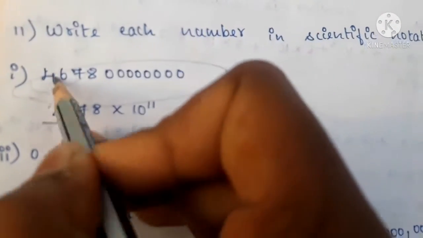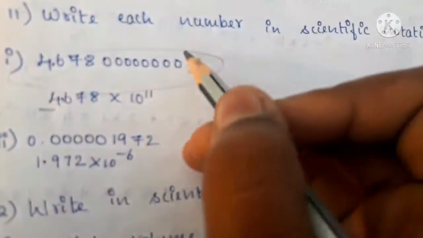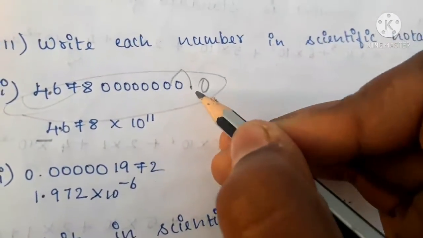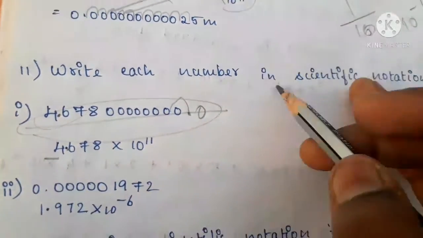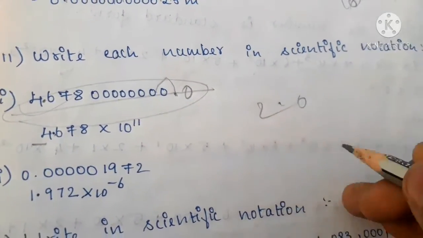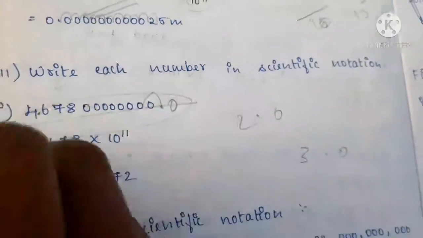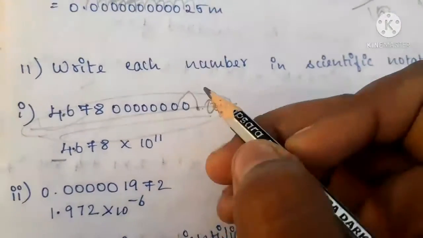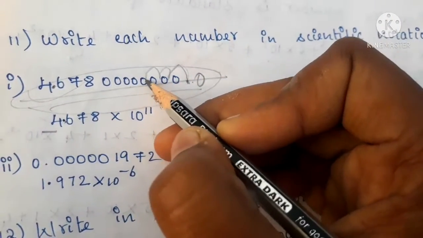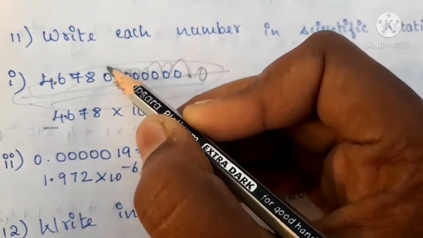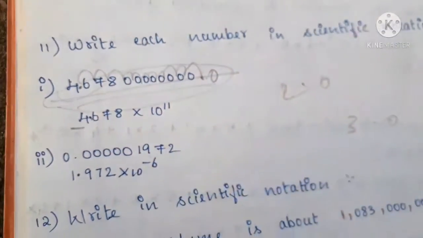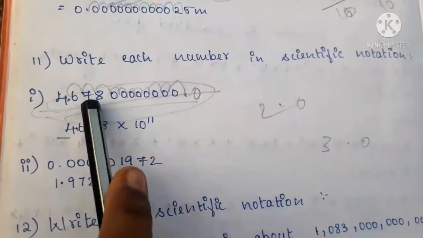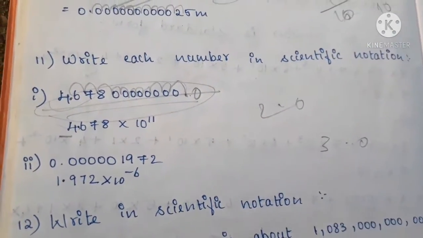See, if I keep the point here, I have to see how many times I have moved it. Actually, the point is here now. This is nothing but this number; 2 is nothing but 2.0, 3 is nothing but 3.0, like that. This number is nothing but the number 0.0. So we have to move the point now. 1, 2, 3, 4, 5, 6, 7, 8, 9, 10, 11. I have moved the point 11 times to get the point after one natural number.